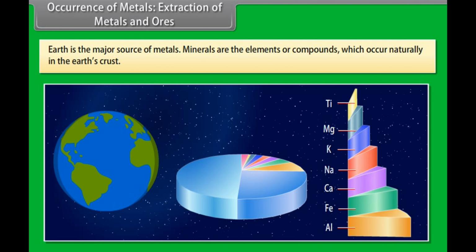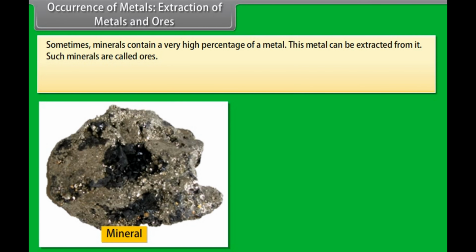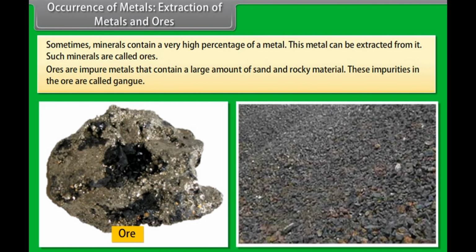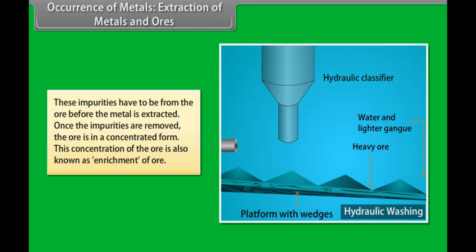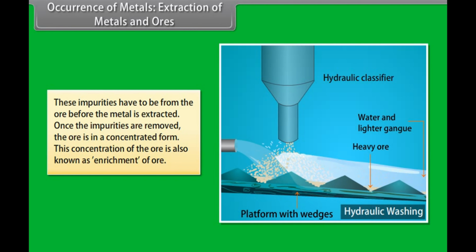Minerals are the elements or compounds which occur naturally in the Earth's crust. Sometimes minerals contain a very high percentage of a metal. This metal can be extracted from it. Such minerals are called ores. Ores are impure metals that contain a large amount of sand and rocky material. These impurities in the ore are called gangue. These impurities have to be removed from the ore before the metal is extracted. Once the impurities are removed, the ore is in a concentrated form. This concentration of the ore is also known as enrichment of ore.